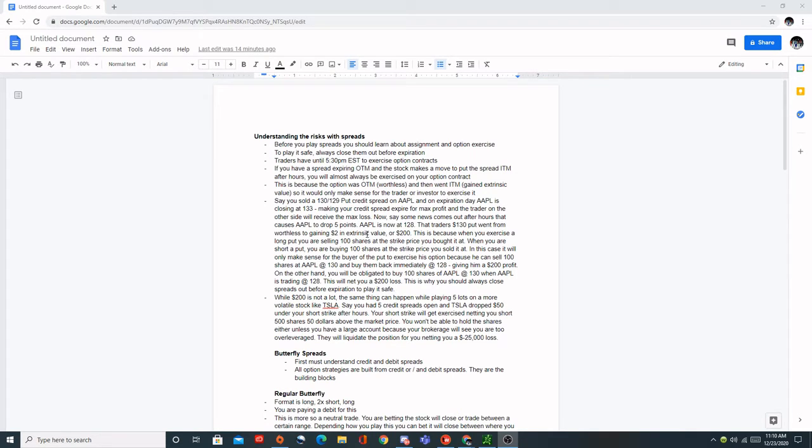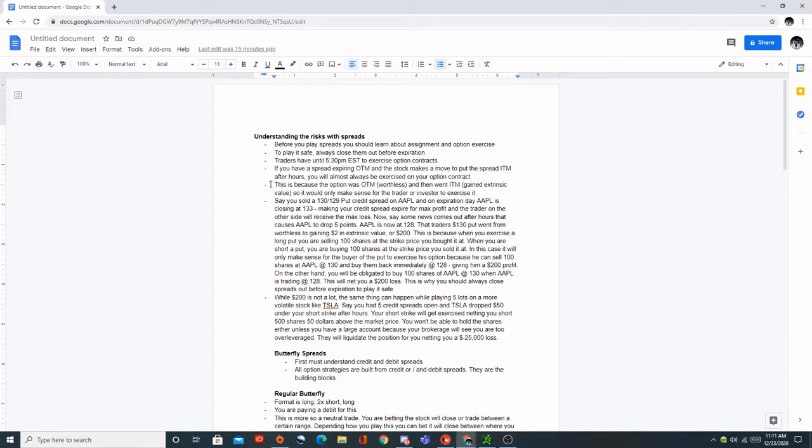Again, this can sound pretty confusing, especially if you don't know extrinsic value, but that basically means it gained value from going in the money. When an option is in the money, if an option is $5 in the money, it's always going to be worth $500 minimum. If it's before expiration, it's going to be worth more, and that's because it has time premium built in.